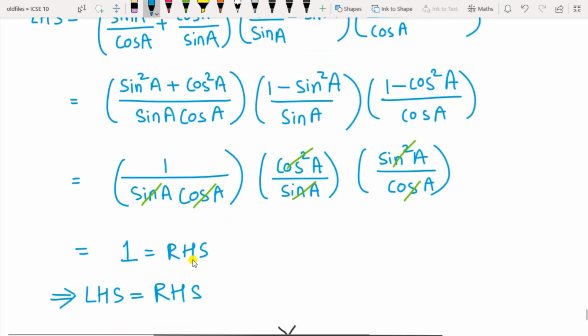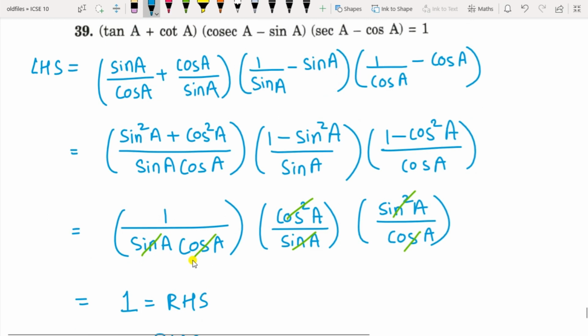So these were the following questions. It is quite important for ICSE board. You need to practice a lot for this prove the following questions.